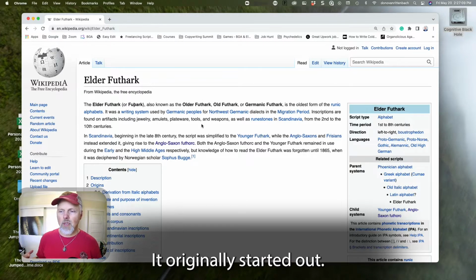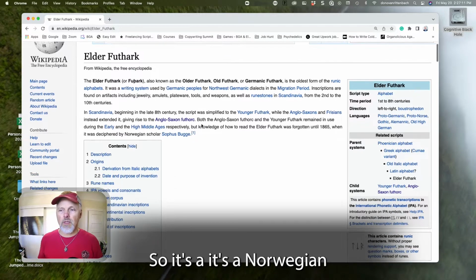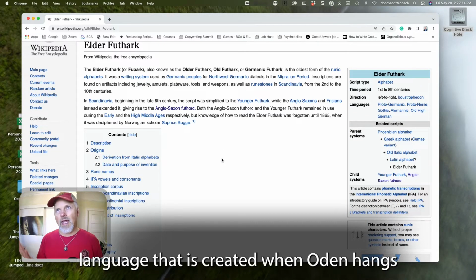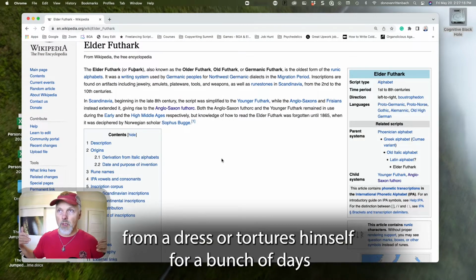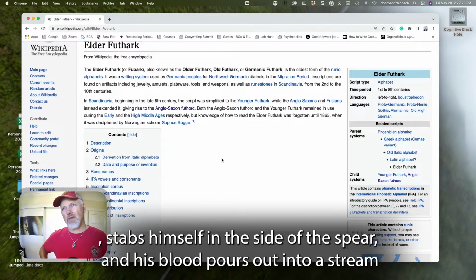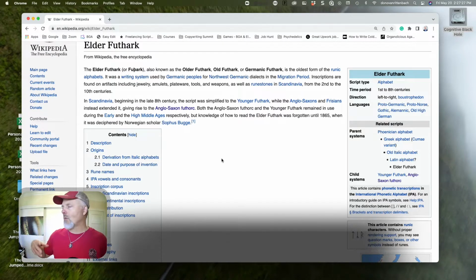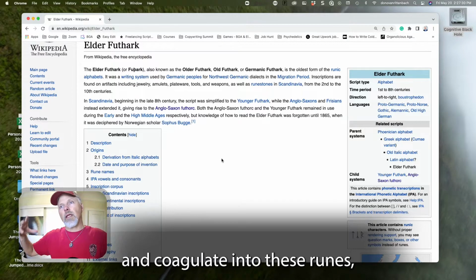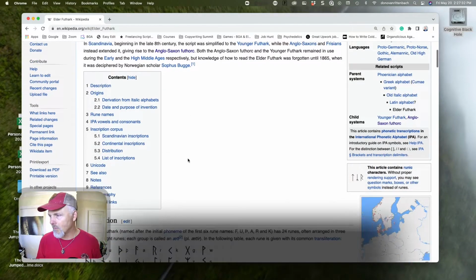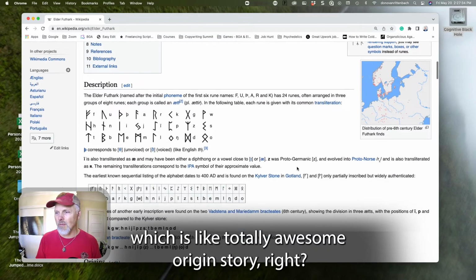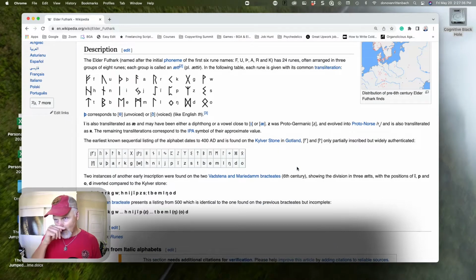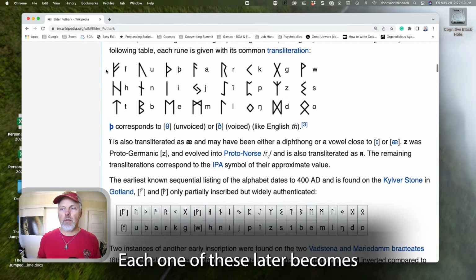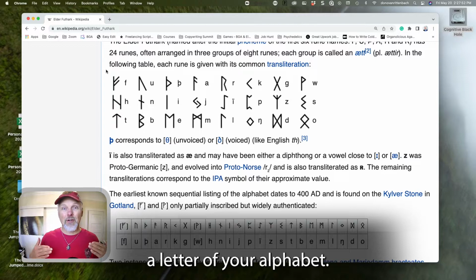And it originally started out as a Norwegian language that is created when Odin hangs from Yggdrasil, tortures himself for a bunch of days, stabs himself in the side with a spear, and his blood pours out into a stream and coagulates into these runes, which is like a totally awesome origin story, right? Each one of these later becomes a letter of your alphabet.